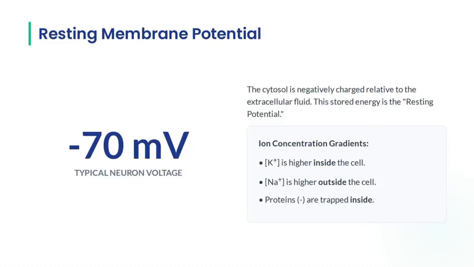Okay, so we have the resting membrane potential. The cytosol is negatively charged relative to the extracellular fluid, and this stored energy is the resting potential. We've got the ion gradients: potassium, K+, Na+, and proteins. Pretty interesting.